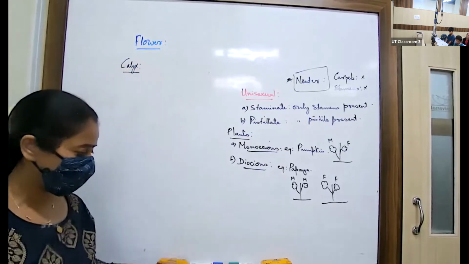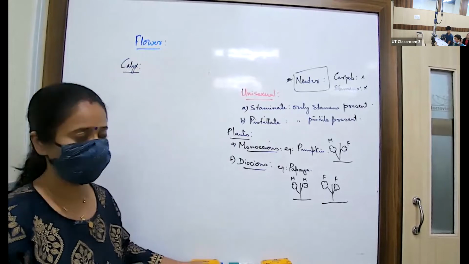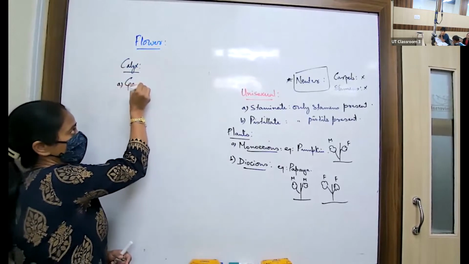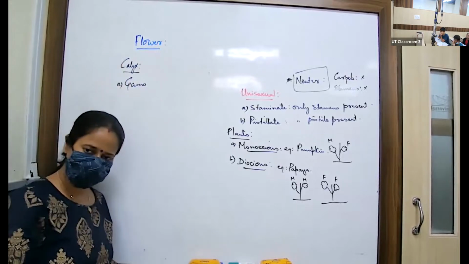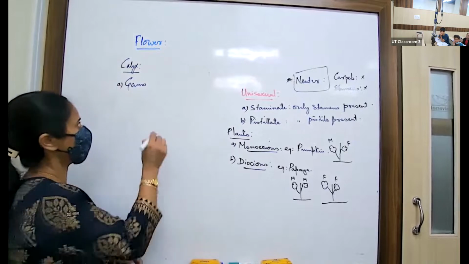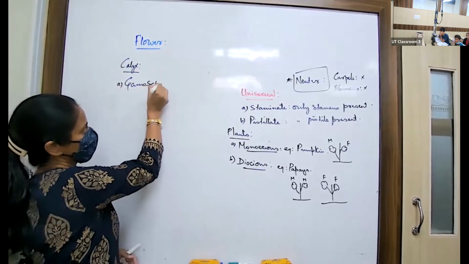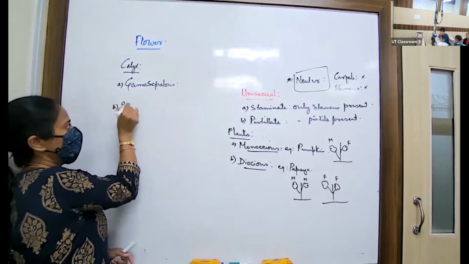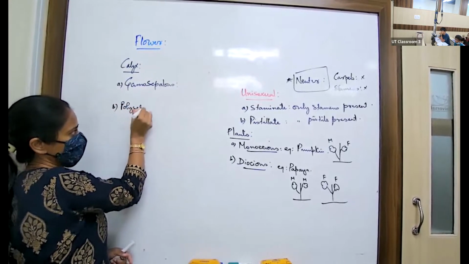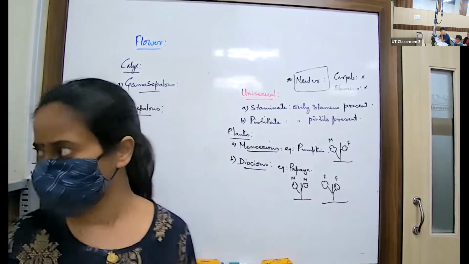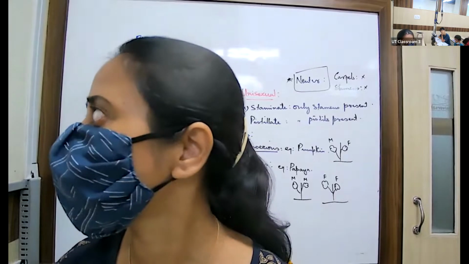The calyx of a flower may be of two types. What are the two types? One is gamosepalous. What is the other name for calyx? Sepals. So, gamosepalous. And what is the other word? Polysepalous. What does this mean? Let me show you some examples, then perhaps you will understand much better.